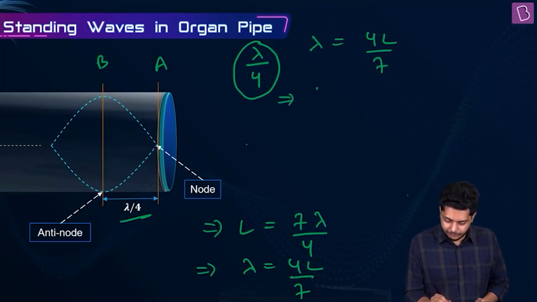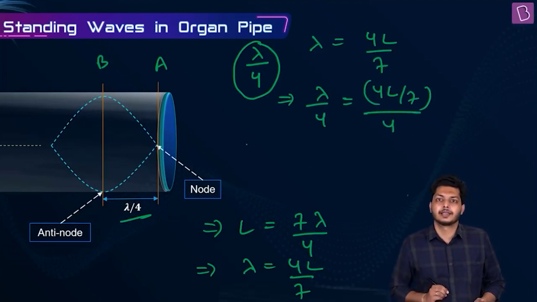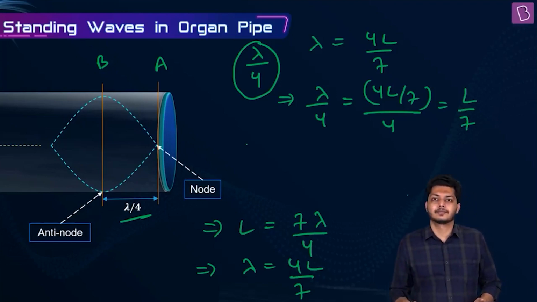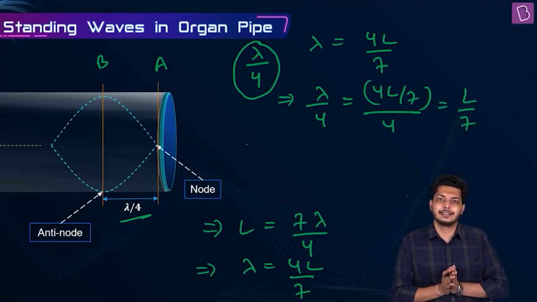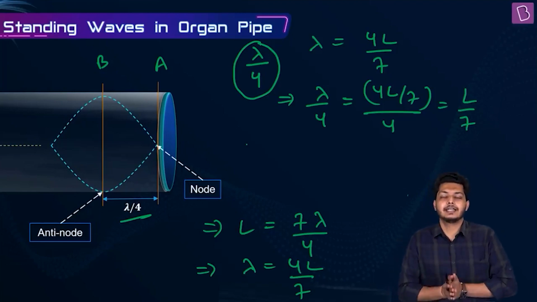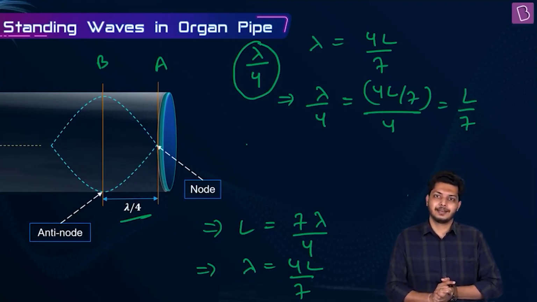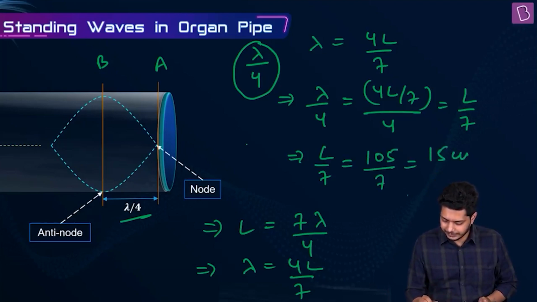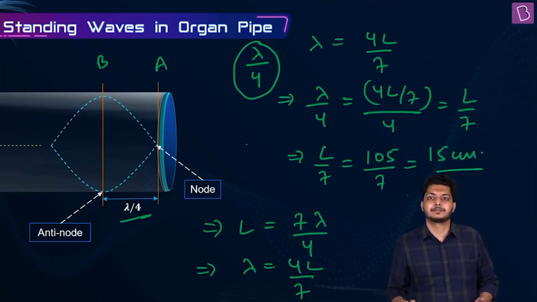Now what will be lambda by 4? Lambda by 4 is equal to 4L by 7 divided by 4, which will come out as L by 7. And this is what we have to calculate. Now in the question, the length of this pipe is given as 105 centimeters. So L by 7 will be equal to 105 by 7, equals 15 centimeters.